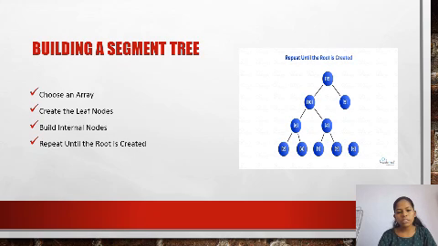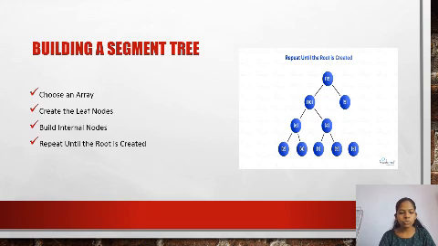Then how to build a segment tree. First we will choose an array. For example, let's use 2, 4, 1, 3 and then 5. We are taking this example. Then create the leaf nodes. Each leaf node represents a single element of the array. In this example, we have 5 leaf nodes: 2, 4, 1, 3 and then 5.